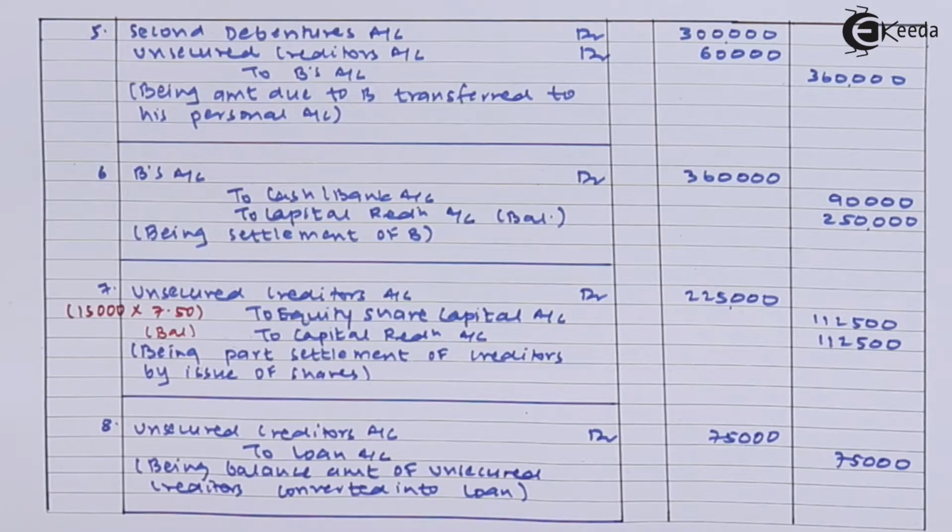Let us pass the entry. Friends, you can notice our entry: unsecured creditors account debit to loan account. Being balance amount of unsecured creditors converted into loan, because now we are going to pay them after 3 years. So it will not be a normal creditor. It will be a long-term liability for you, which will be shown in your balance sheet. Let us see the next information.